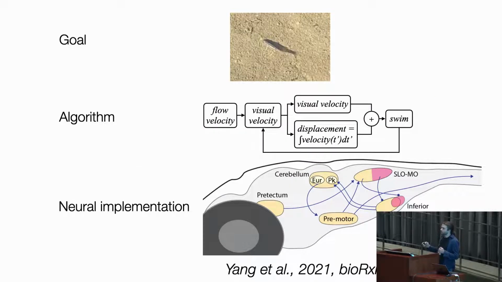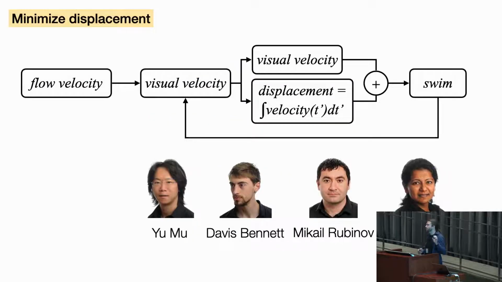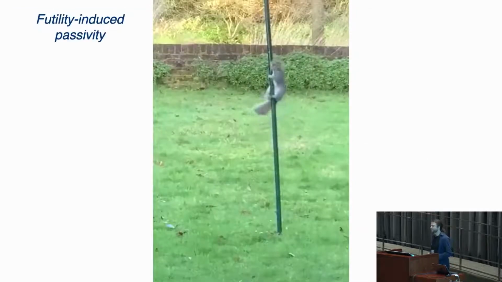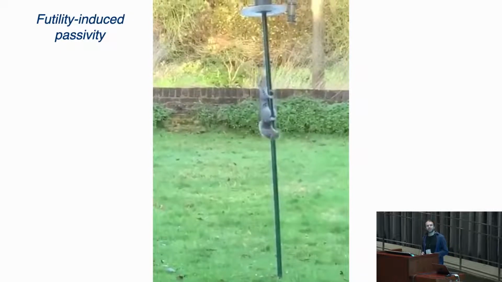So here we connected the goal, the algorithm, and the neural implementation, and now we could ask, how does this work when the animal also takes into account what's happening in its interior? What happens if we expose the animal to the same kind of challenge, but we also ask, how does it deal with energy preservation? This is still all visually driven, but what happens if the animal minimizes displacement while also trying to minimize energy expenditure? This is reminiscent of what the squirrel is doing, trying to get to food, but the pole is lined with soap, so it quickly gives up.